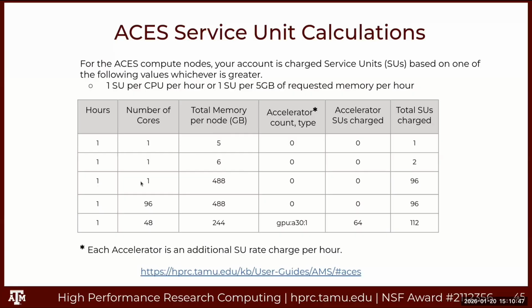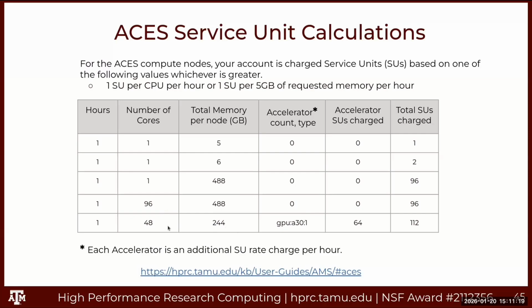If I was to request 1 hour, 1 core, and all the memory, you'll be charged 96 service units. The same as if I request 1 hour, 96 cores, and all the memory, 488 gigabytes of memory, you'll still be charged 96 service units because basically you're being charged for the entire compute node, whether you request all the memory or all the cores. So request both all memory and all cores until you're familiar with the software and the number of resources that you'll use for your type of input data.